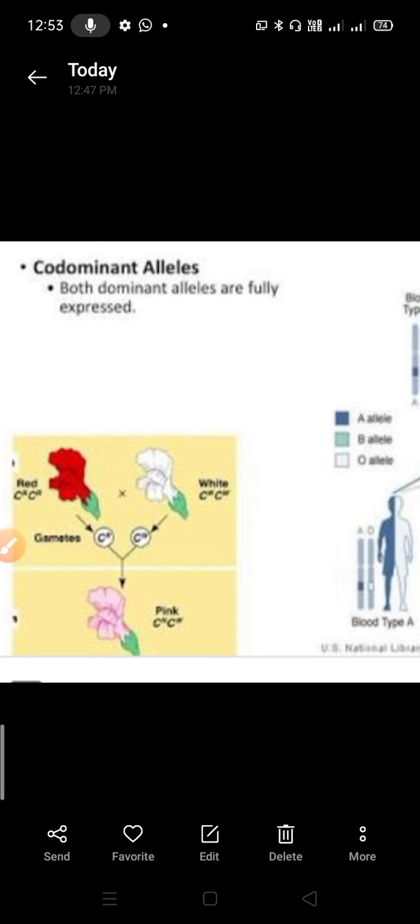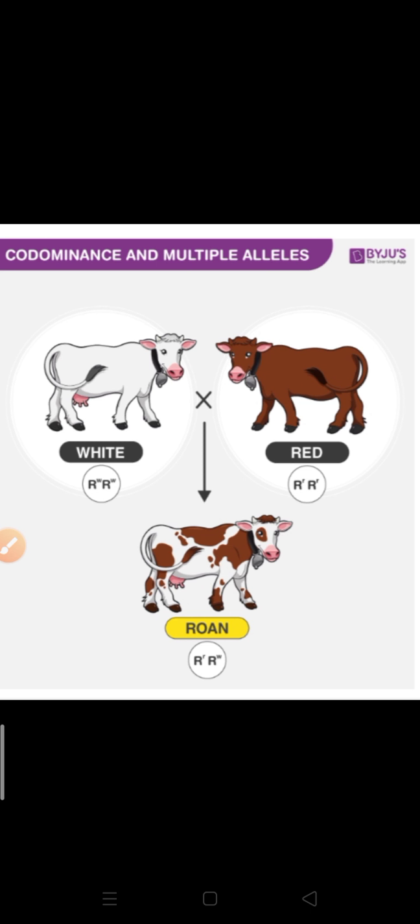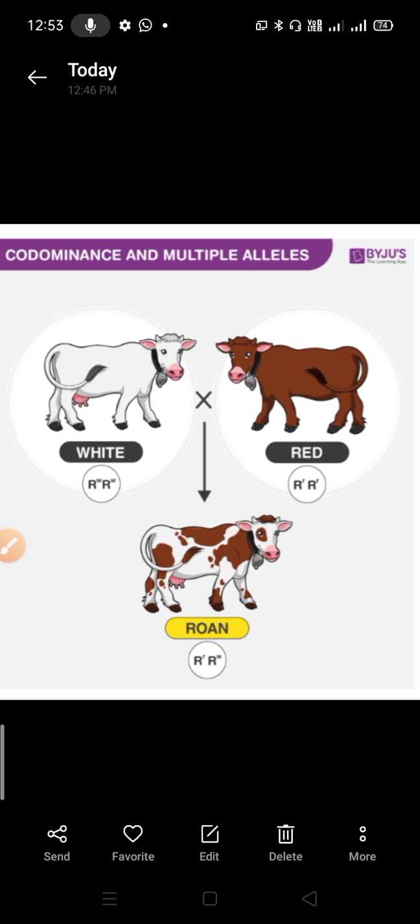Clear? But in the second case, if we discuss codominance, it is a very interesting process, children, because in codominance the F1 generation resembles both the parents. You can see here, when a white colored cattle is crossed with a red colored cattle, in the F1 generation a roan colored cattle can be formed. Why is it so? Because both the characters are present separately in the F1 generation. Clear? Both the alleles are present in the heterozygote condition.